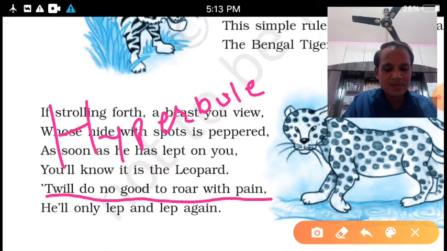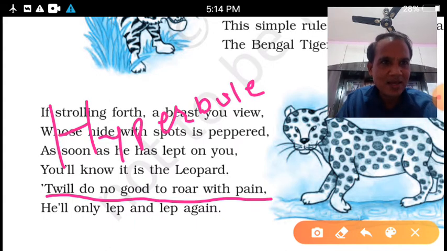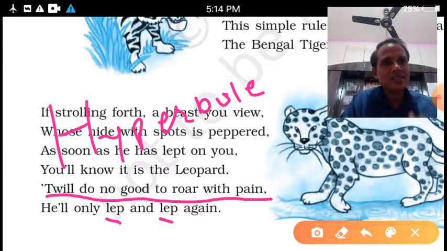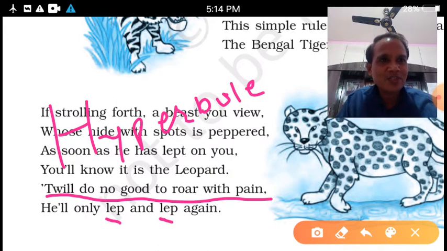Why is it hyperbole? Because the intensity of pain is exaggerated by saying that the person will roar with pain. A person cannot roar. A leopard can roar. So the intensity of pain is exaggerated. Therefore it is a hyperbole. And in the last line, the word lap is repeated twice. So the figure of speech is exactly correct, repetition. Let me proceed to the next stanza.